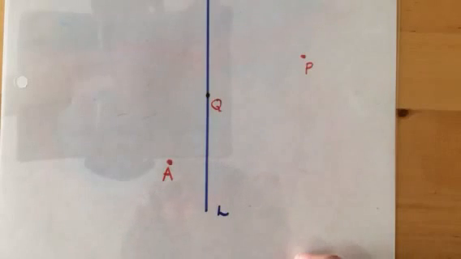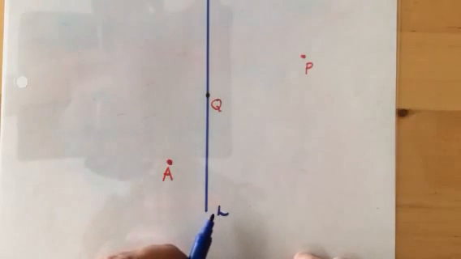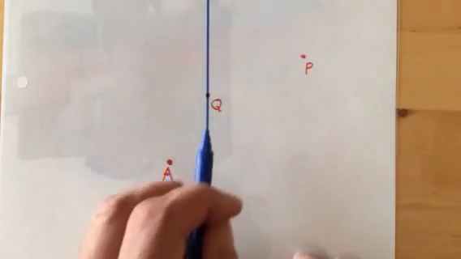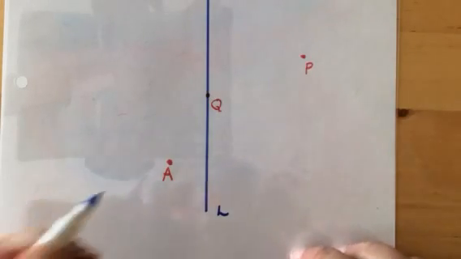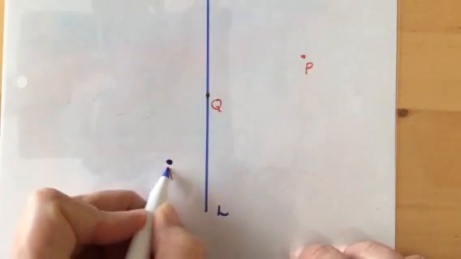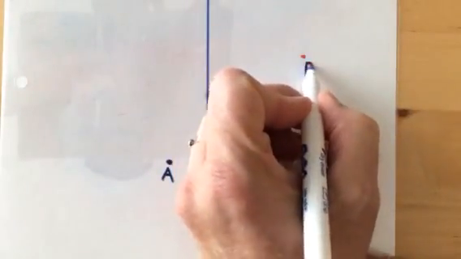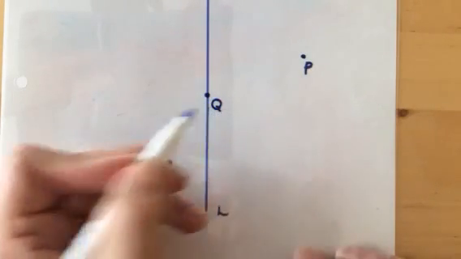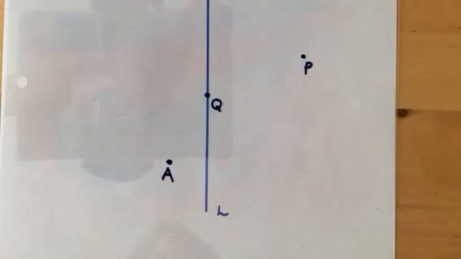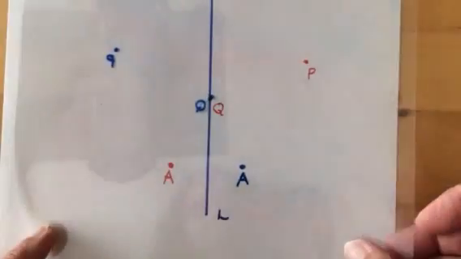In this example, line L is going to be our line of reflection, and we're going to reflect points A and Q and P around line L. And so in order to do this, I'm going to go ahead and copy them onto my transparency. And we'll make a copy of Q as well. Okay, and so in order to do a reflection, it's also known as a flip. So we're just going to flip our paper over.